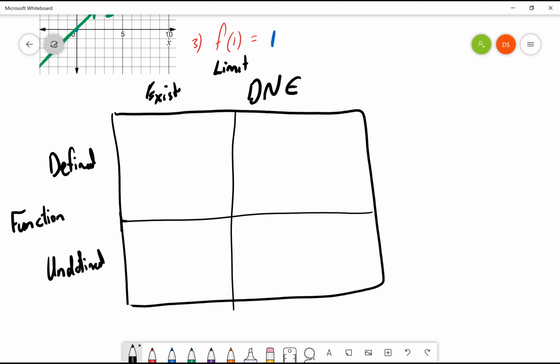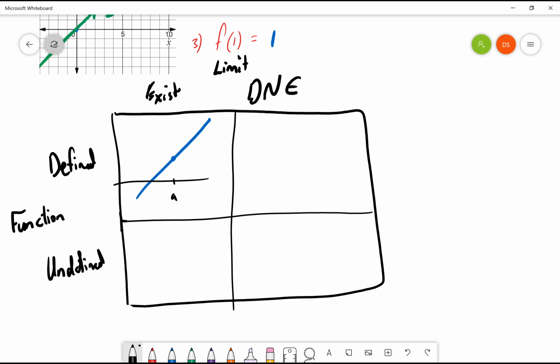All right, so let's have a look and draw a picture of a function where it's defined and the limit exists. So I have a blue line. And so at A, the function is defined and the limit exists, right?